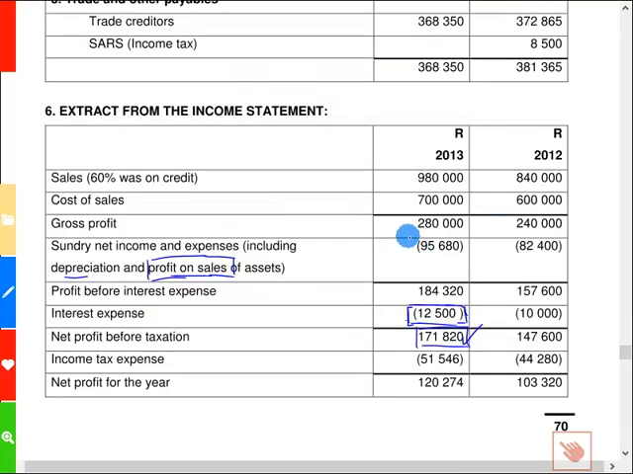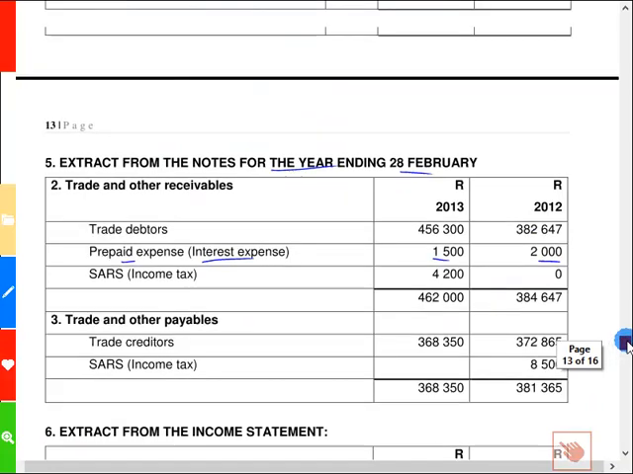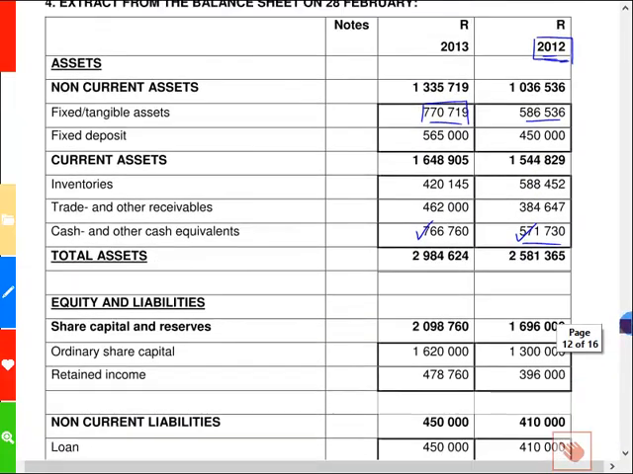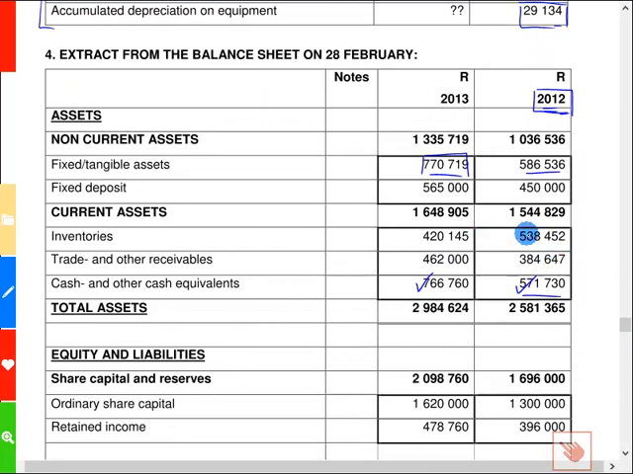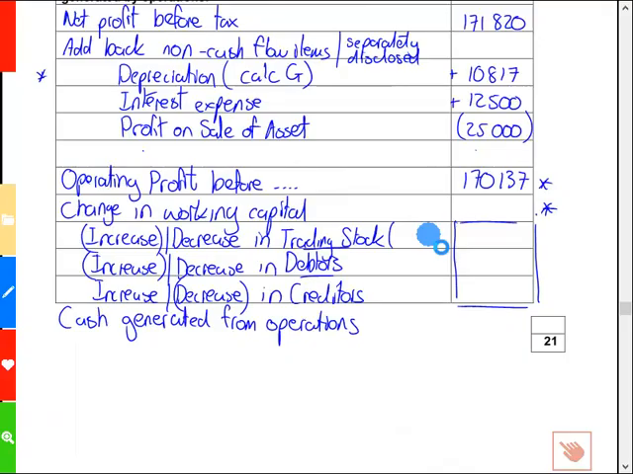So let's have a look at trading stock. Inventories, here we go. Last year it was 588. This year it is 420. So is that an increase or a decrease? Decrease. So we've already filled in that a decrease will be an inflow. So we can simply put your 588,452 minus 420,145, and that's a decrease. Therefore it's an inflow, 168,307. There's no excuse for getting this wrong.